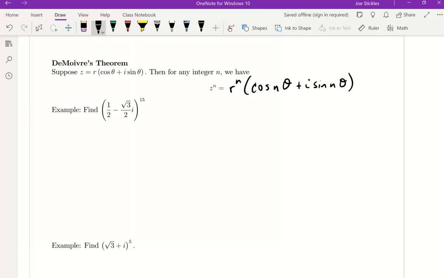That's a lot faster than actually trying to multiply out that cosine theta plus i sine theta to itself that many times, right? I just have to add the angle to itself. This is what's called de Moivre's theorem. That's about as good as my French pronunciation gets, by the way.